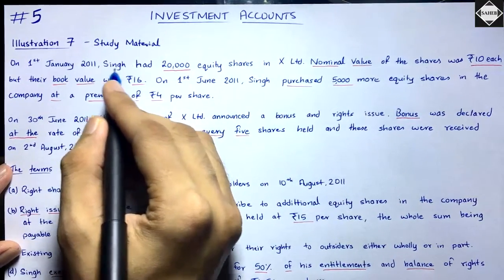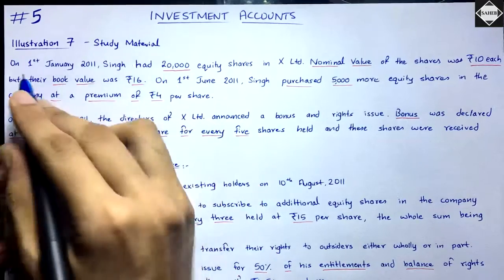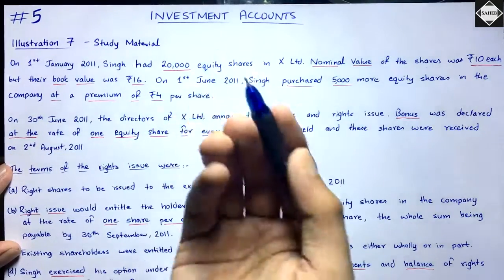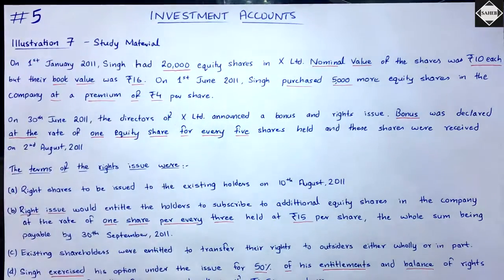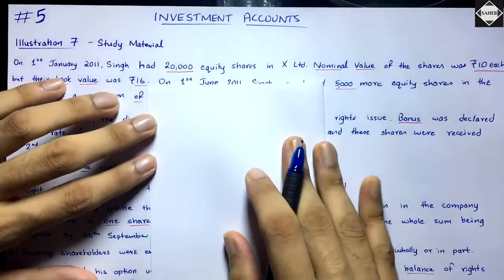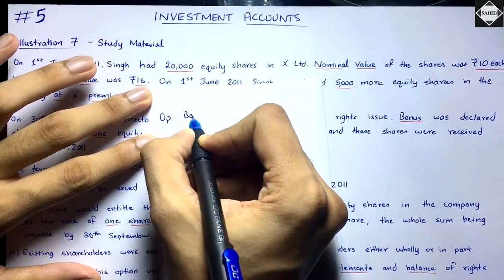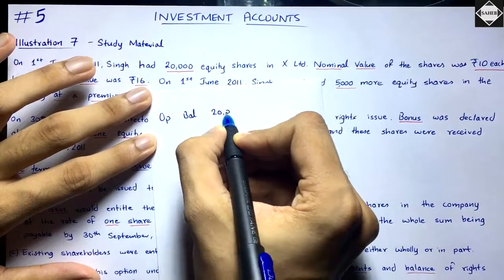So from this first sentence, we come to know that they are talking about the opening balance. Mr. Singh has an opening balance because they are saying that on 1st January 2011, he had 20,000 equity shares, so he had it from the previous year. You have to go down noting the sequence of events. So the opening balance is how much? The opening balance is 20,000 equity shares.